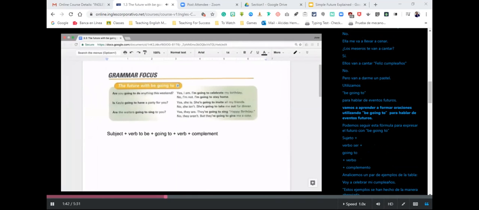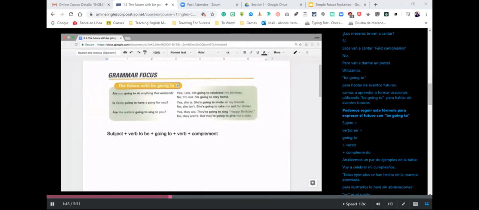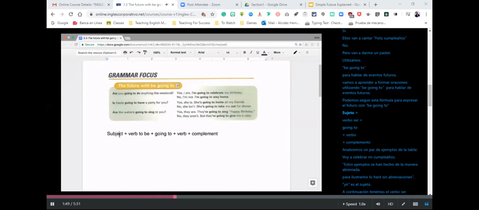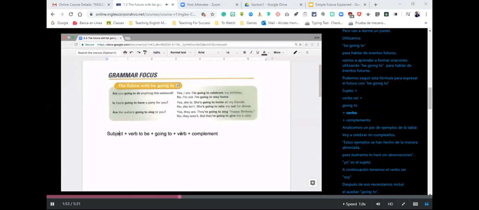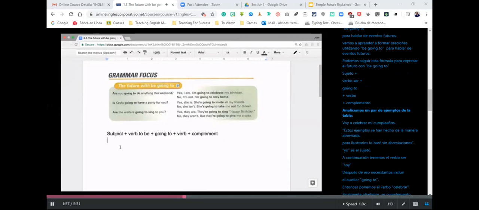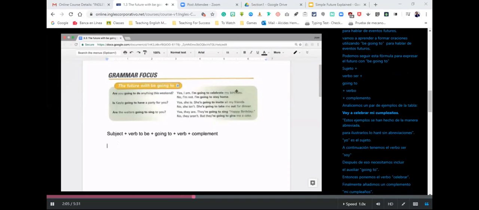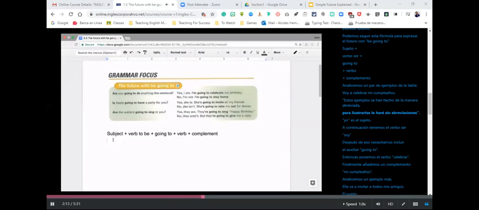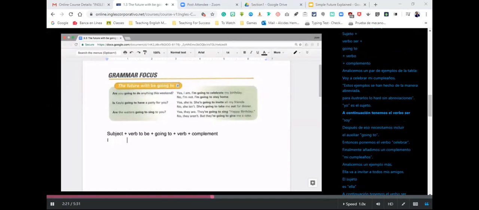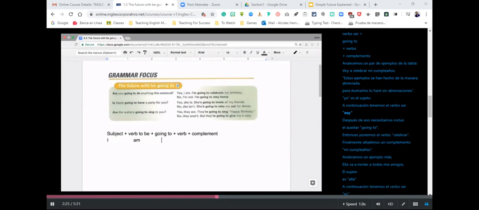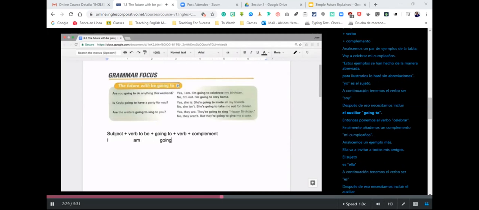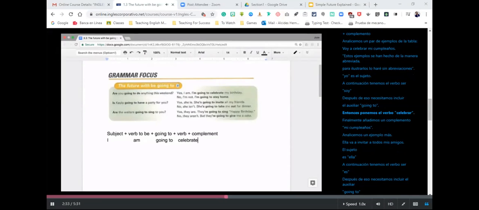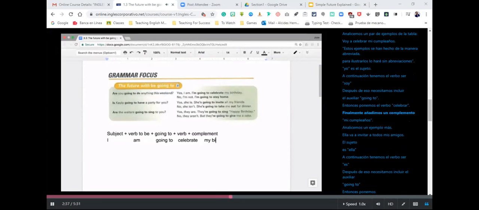Let's learn to form statements using be going to talk about future events. We can follow this formula to express the future with be going to: subject plus verb to be plus going to plus verb plus complement. Let's analyze a couple of examples from the chart. I'm going to celebrate my birthday. These examples are contracted, by the way. In order to illustrate these examples, I will do it without contractions. I is the subject. Next, we have the verb to be, am. After that, we need to include the auxiliary going to. Then we put the verb celebrate. Finally, we add my birthday.